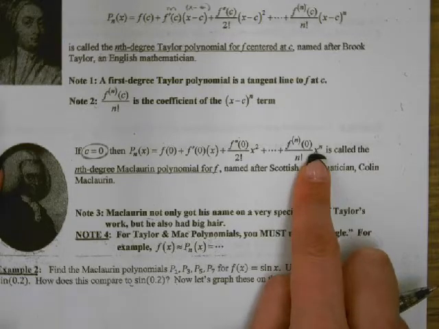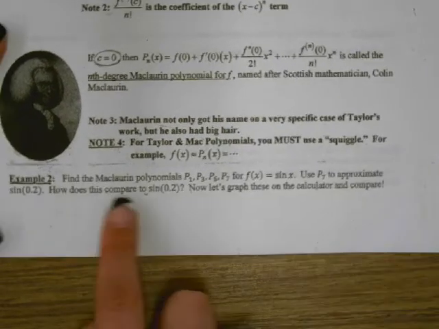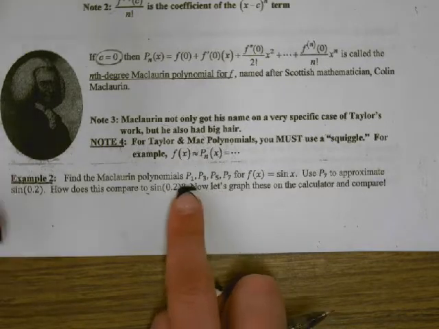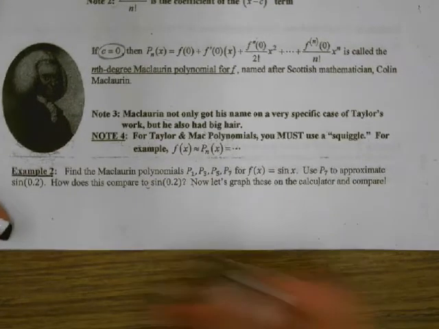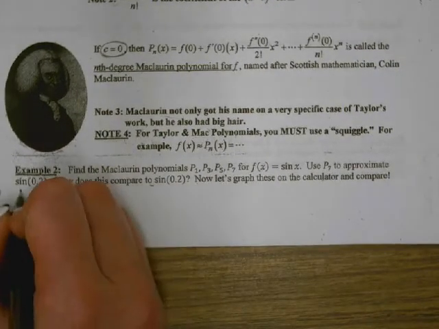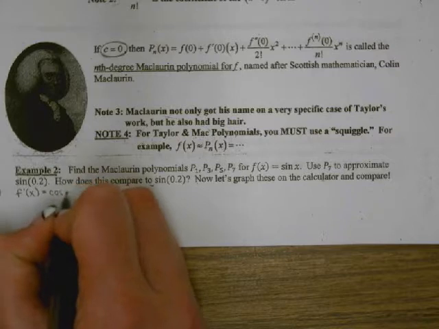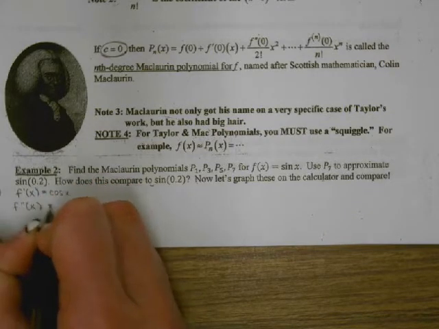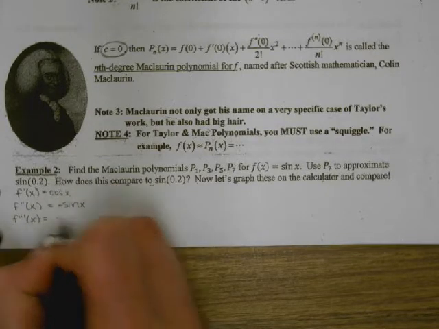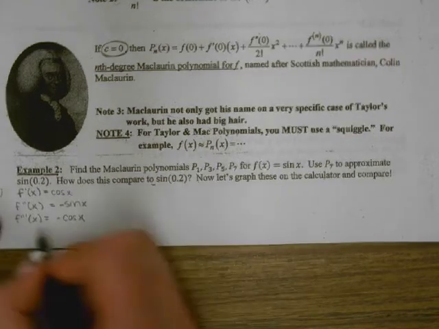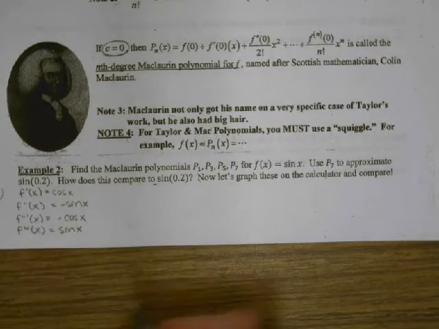All right, so let's go ahead and look at example 2 so that we can see exactly how this would work. So it says find MacLaurin polynomials P1, P3, P5, P7 for sine x. So if we're going all the way to the 7th, we're going to need the 7th derivative. So my first derivative of sine is cos. My second derivative, the derivative of cos, is negative sine. The derivative of negative sine is negative cos. The derivative of negative cos is sine.